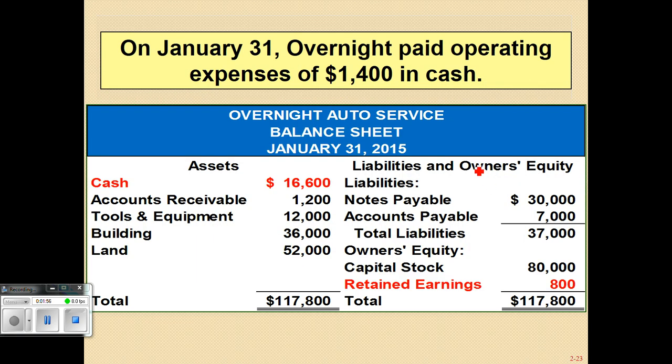Now notice here they paid $1,400 in cash for expenses, probably things like gas, whatever. Their cash went down by $1,400. Notice their retained earnings went down by $1,400. Notice assets still equal liabilities and owner's equity. So notice what happens. Revenue increases retained earnings. Expenses reduce retained earnings. So the income statement is really working right here through that retained earnings portion of the owner's equity section of the balance sheet.